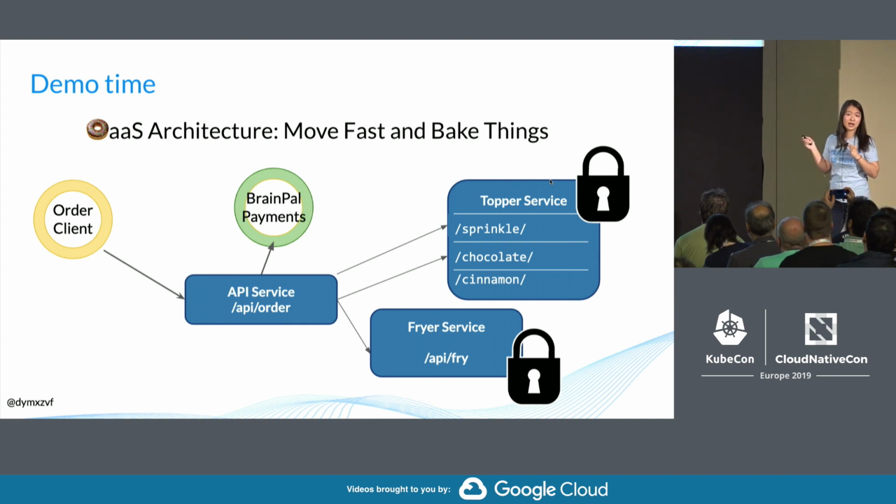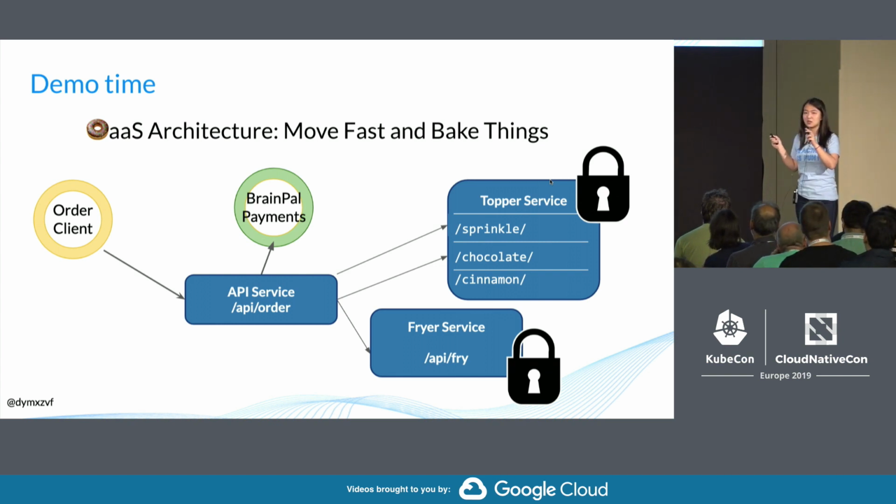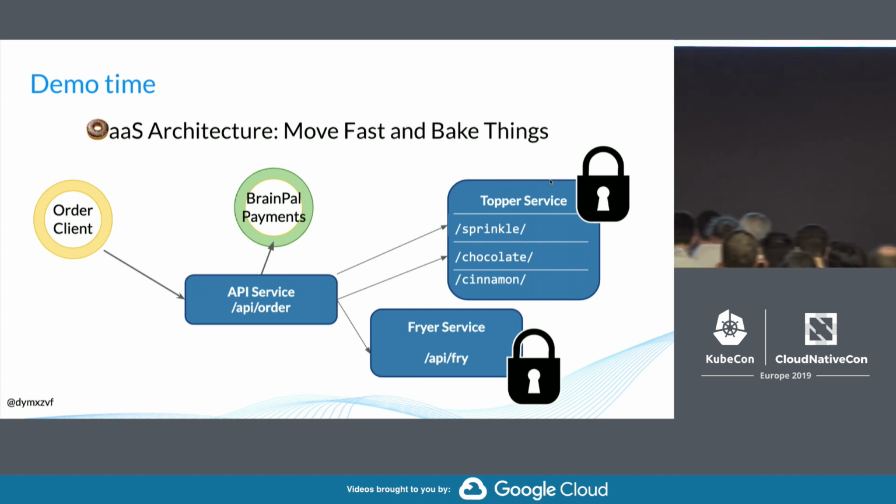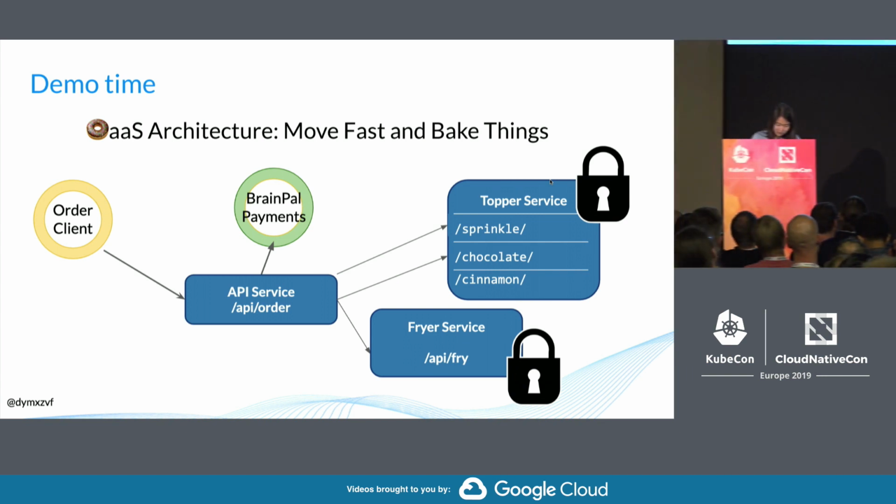The topping needs to be added. There are 3 different types of donuts. We have sprinkles, chocolate, and cinnamon. And in this case, before you're able to apply the topping, you also have to grab the topper lock, a different lock, a second lock. You apply the topping, and then you release the lock to let the next donut through. So this is the demo architecture we're going to be working with. I'm going to come over here and start on that demo.